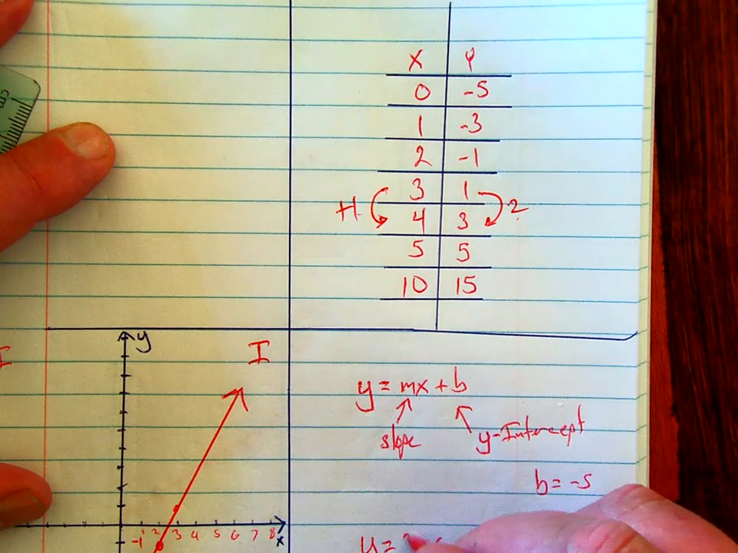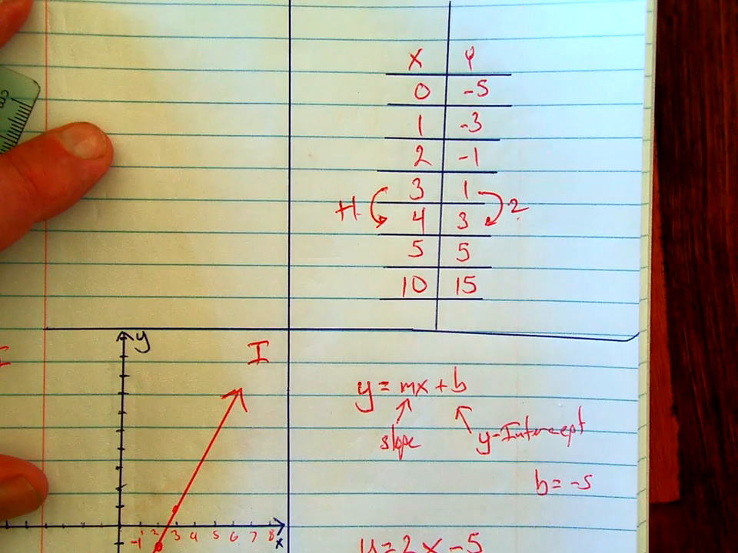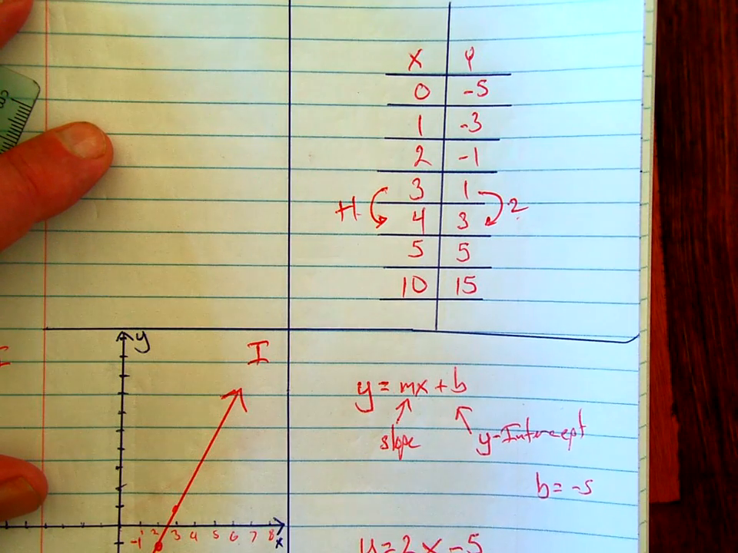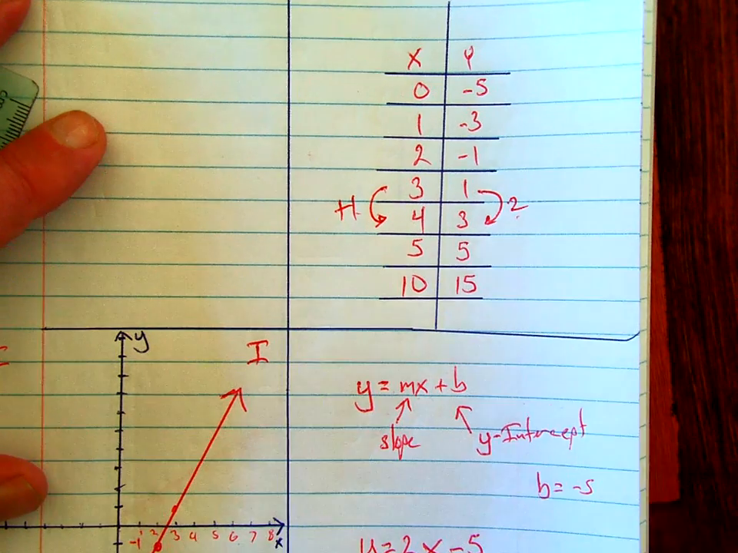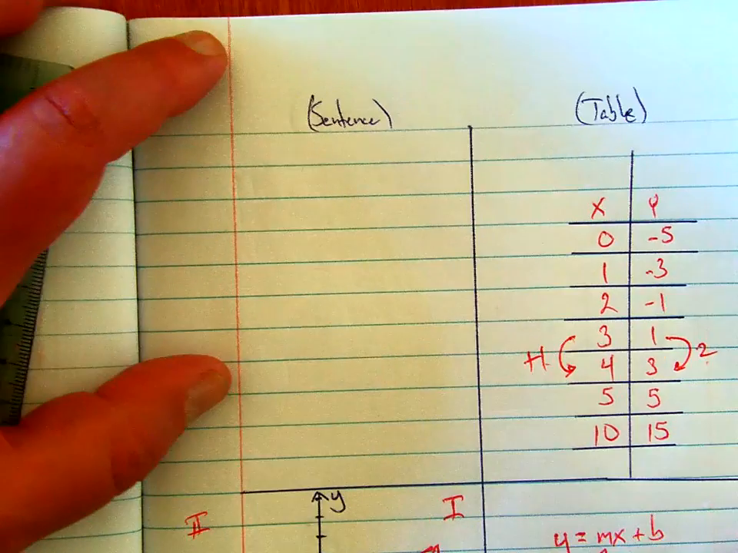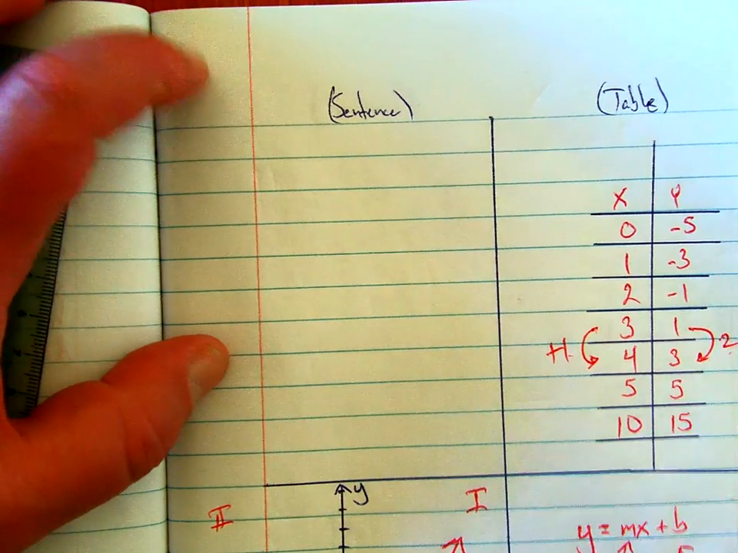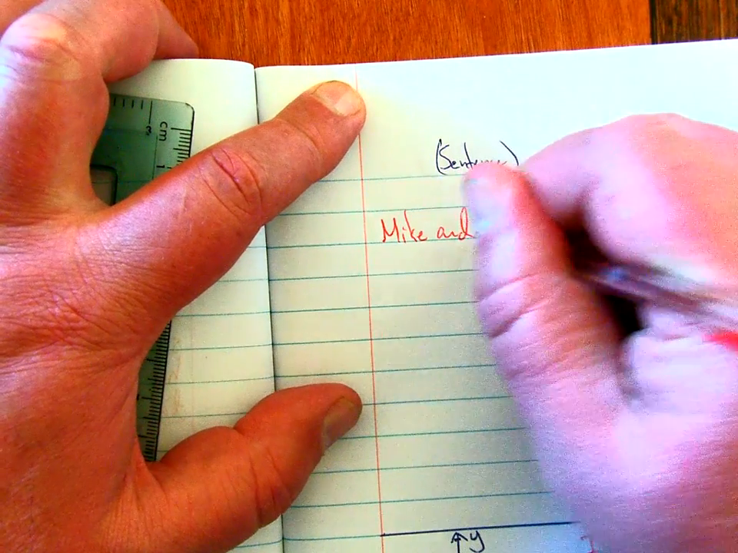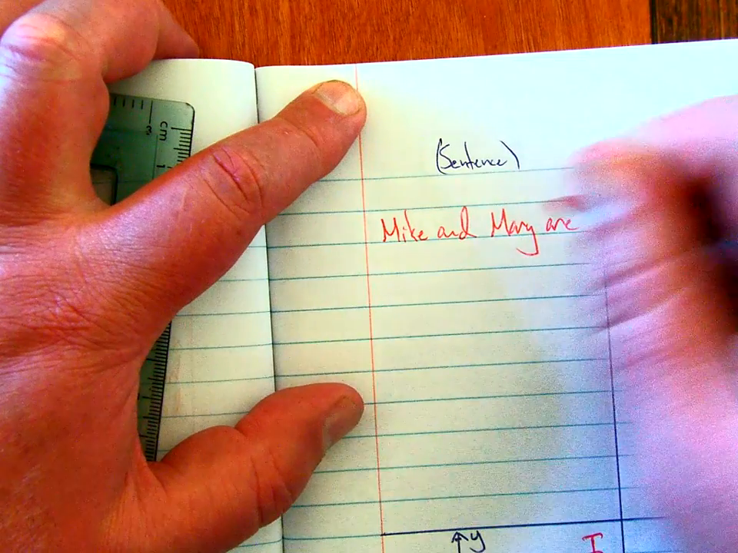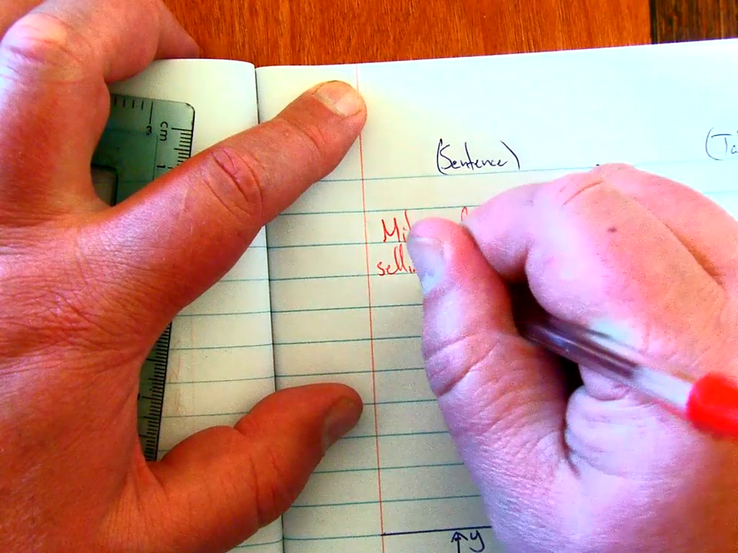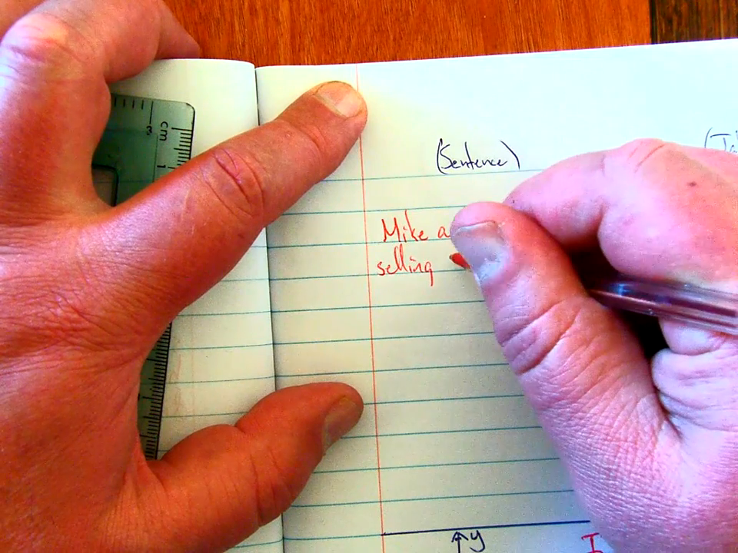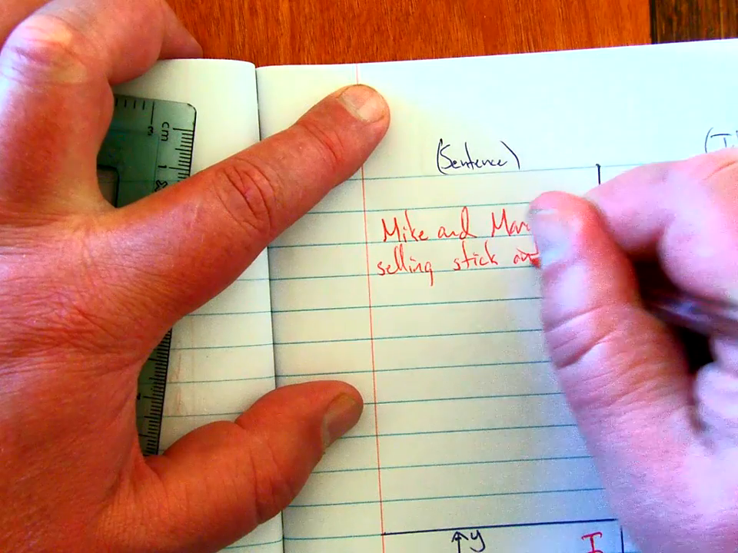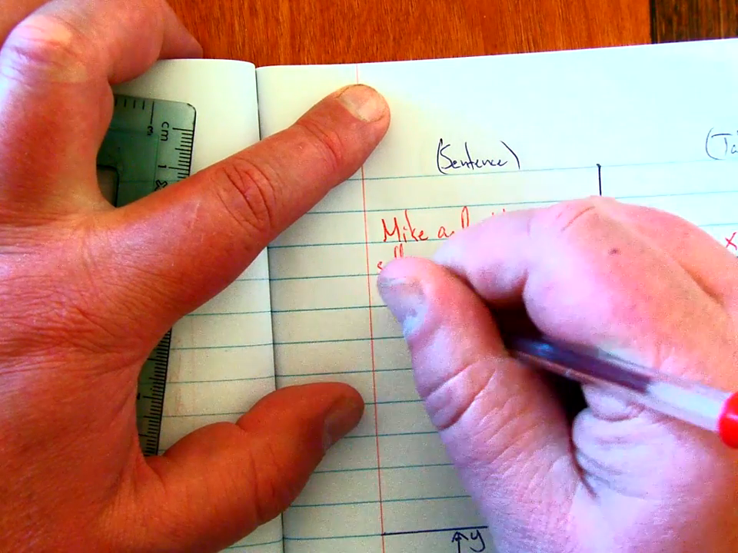So in this problem, we start off at negative 5, and then we are increasing. The slope is going up by 2 every time. So let's think about something that might start at negative 5. Maybe you're going to sell something at a school fair. Mike and Mary are selling stick-on tattoos at the school fair.